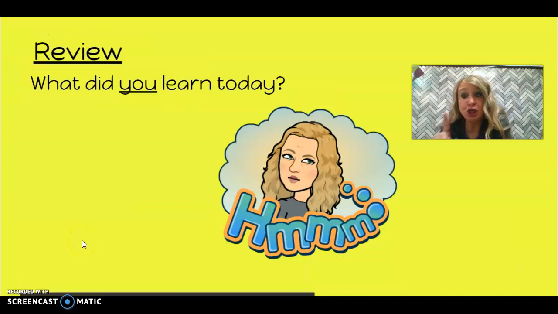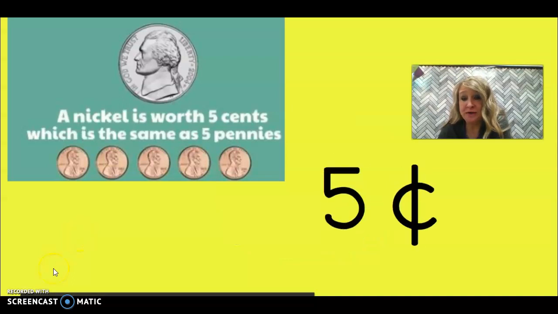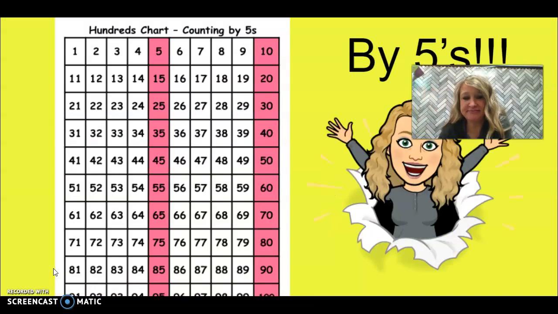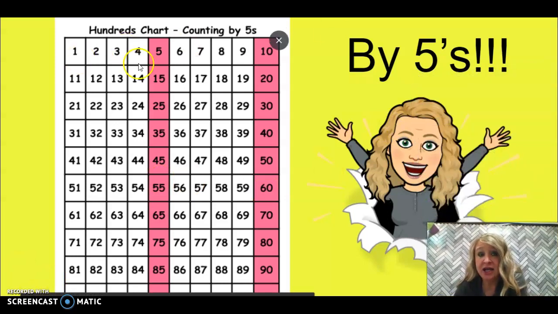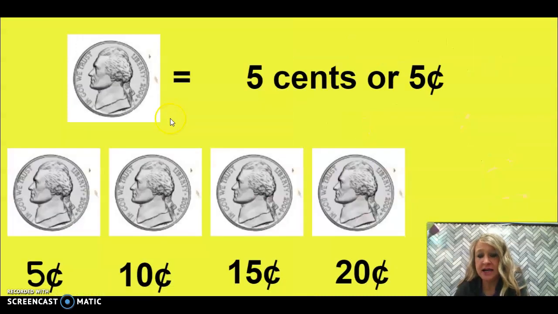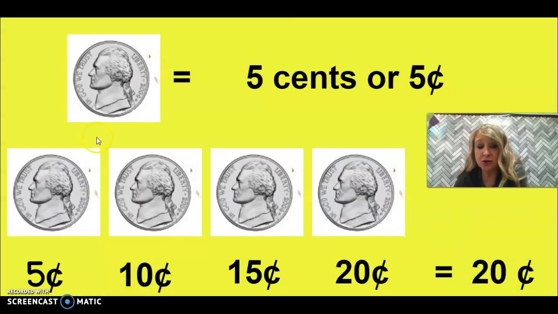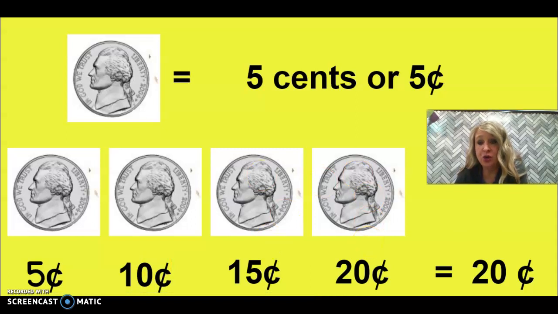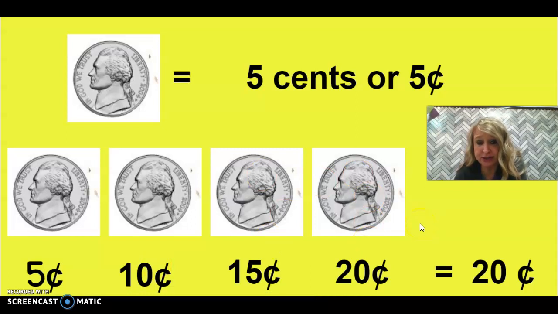So what did you learn today? You learned that a nickel is 5 cents and that it's the same as 5 pennies. You learned that you count nickels by fives. And you practiced your counting by fives, your skip counting by fives. Then you counted a group of nickels by fives, 5, 10, 15, 20. And you became expert nickel counters today.